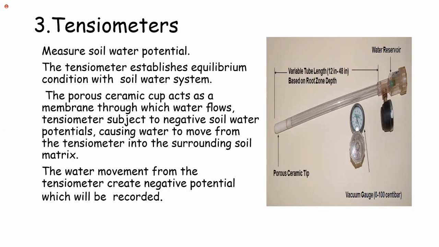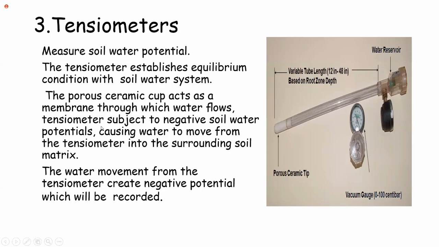Similar to the neutron probe, you have to construct a calibration curve initially. After that, if you install this instrument in the field, you can measure at what time you have to irrigate. This tensiometer is used by farmers in many countries to find at what time to irrigate.